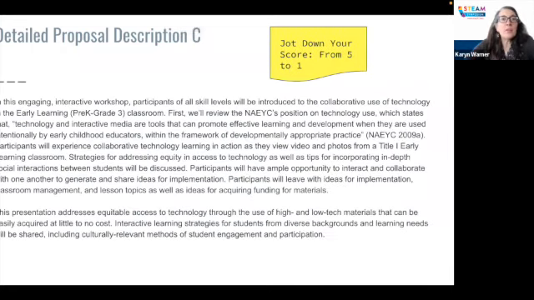Here's another detailed proposal description. So again, same thing, jot down your score from 5 to 1. Now that you've had a chance to jot down your score, this one ended up being scored an average of 4.2. So how does that relate to how you scored it? And think about why yours maybe was different, if it was different, and what maybe others were seeing in this description that was different than what you saw.